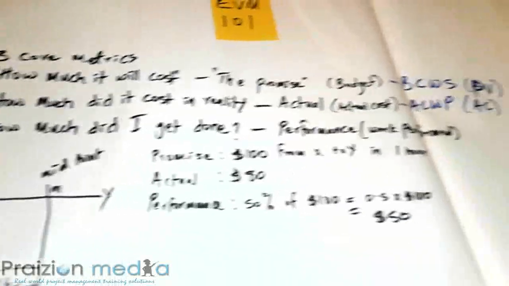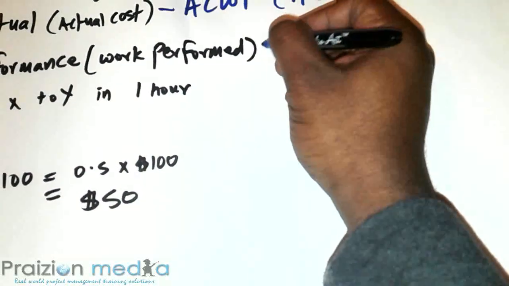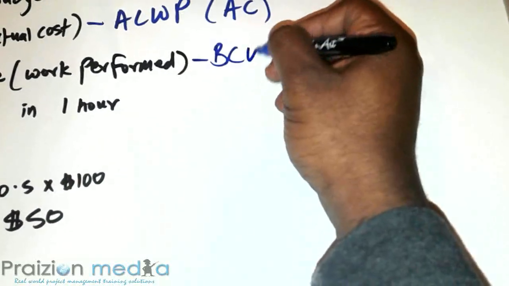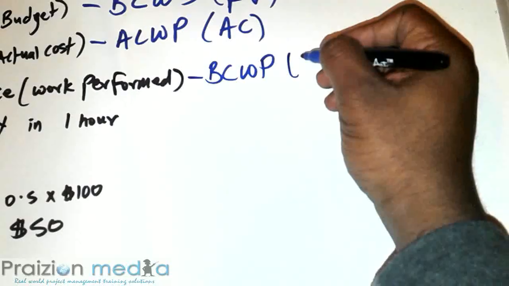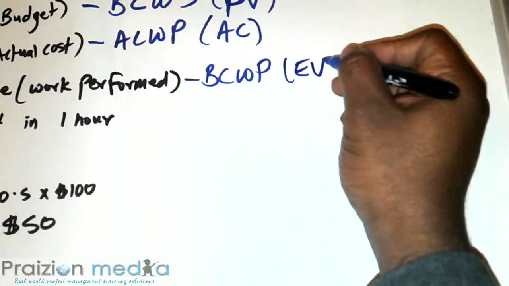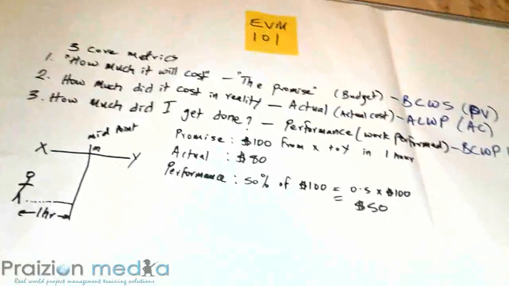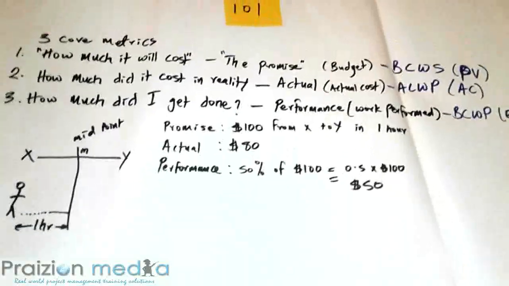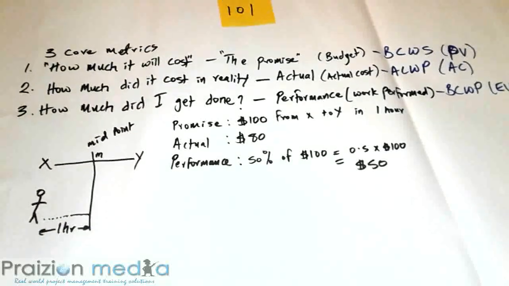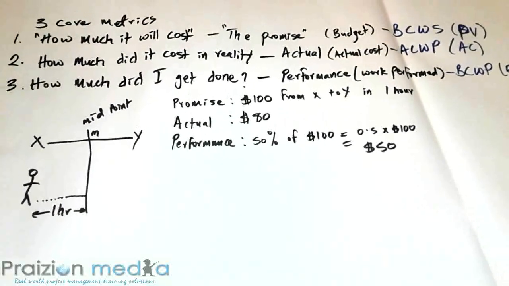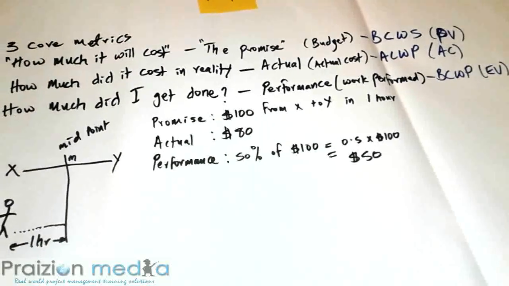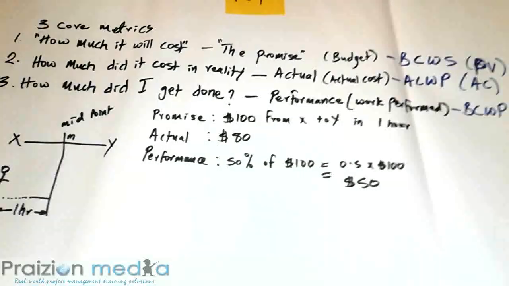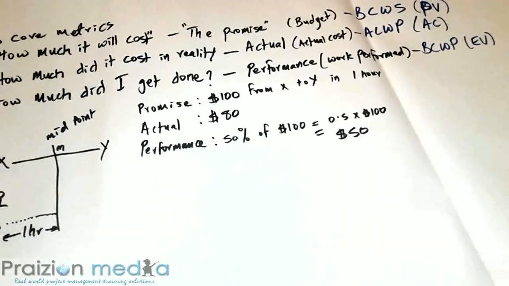Next one, how much did I get done? The performance, this is earned value itself, and this is known as the budgeted cost of work performed. Remember I said it's the performance, and this is called earned value, EV. So I broke it down into easy to understand chunks first of all to get you more familiar with these three concepts. First concept, how much will it cost in totality? Second concept, how much did it actually cost in reality? And lastly, how much did I get done?